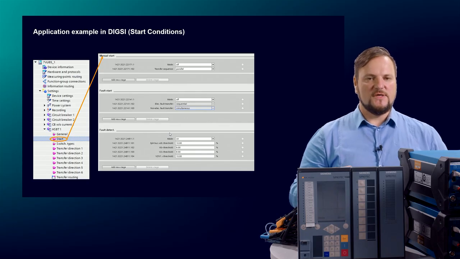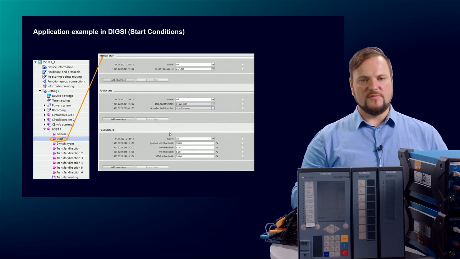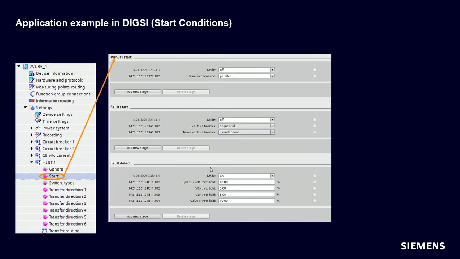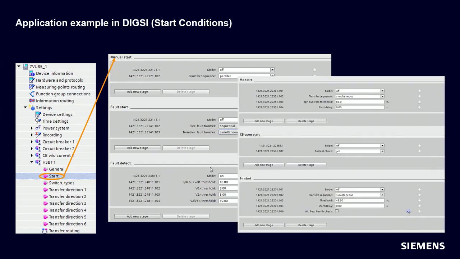And if we have a look here, we see multiple start conditions, as I told before. We have the manual start conditions. We have the fault start conditions. We have, of course, a fault detection. Then we have the undervoltage start condition, CB open start condition, and underfrequency start condition. And of course, as I told before, you can also add some user-defined start conditions in simultaneous and sequential mode.